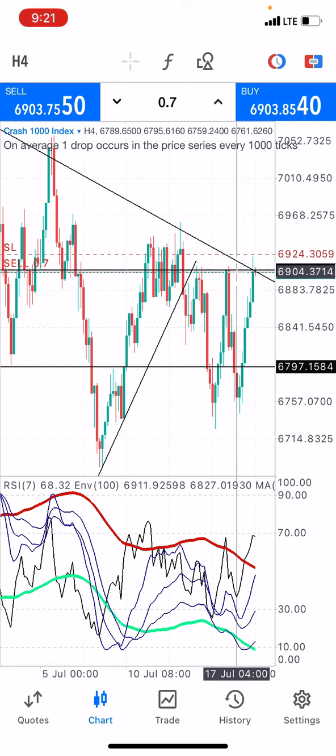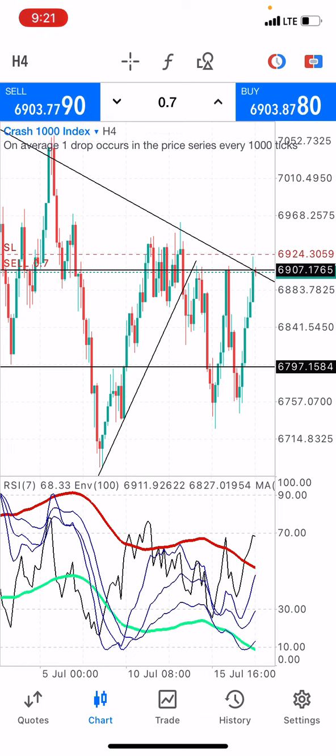You need to know how to identify your resistance and your support on a higher time frame, because that is where you have your major zones. Your major support and resistance has to be on a higher time frame, like the 4 hours or the daily time frame.